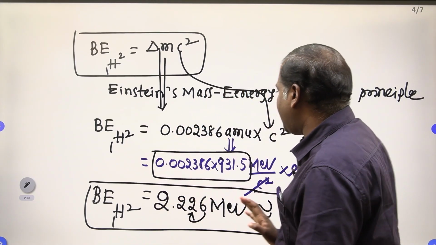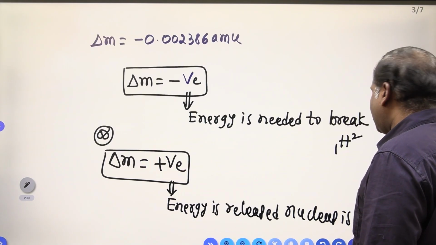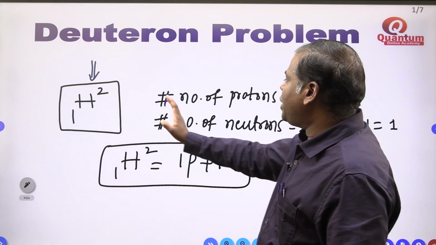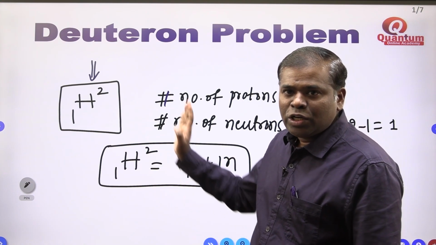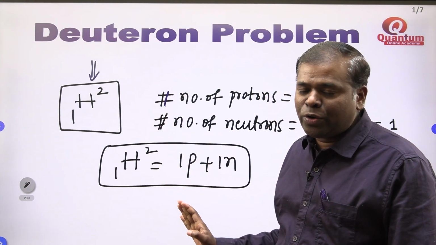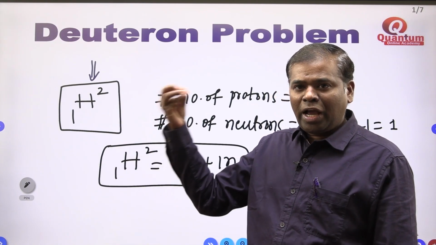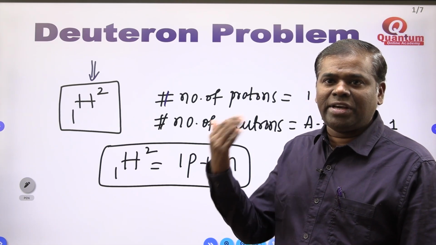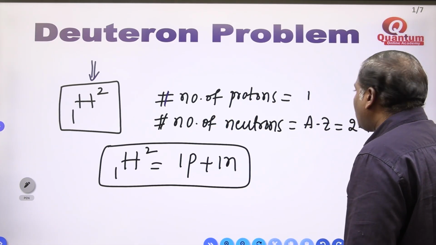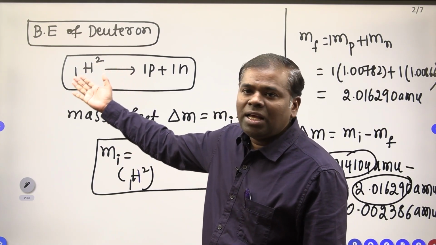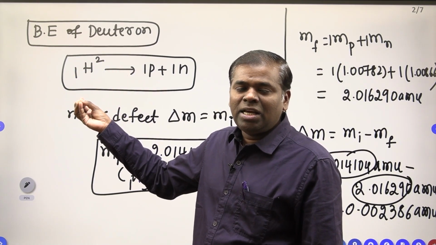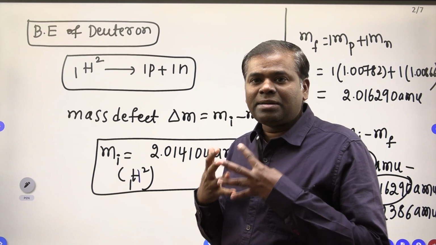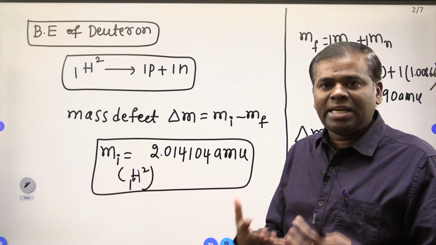Clear? Very, very important. Once again I am telling, once you have to see what the deuteron is. Deuteron is the combination of proton and neutron. We have to break it or we have to form it. We give some energy, or we release some energy. Such energy we call binding energy. Now we have to calculate the binding energy. Before that, why is binding energy obtained? Because of the mass defect. Because of the mass defect, binding energy arises.